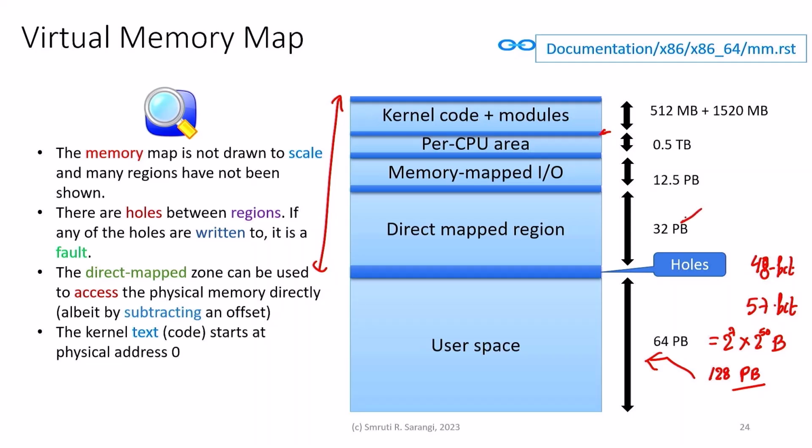So out of the 64, a noteworthy region is the direct mapped region. So let's first look at it in simple terms. What if my virtual address is equal to my physical address? In the direct mapped region, assume that my virtual address and physical addresses are the same. Then this is tantamount to accessing the memory directly.